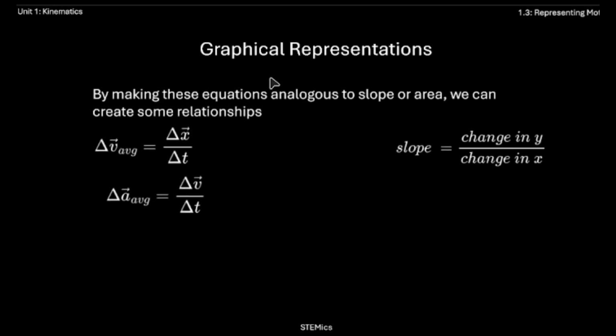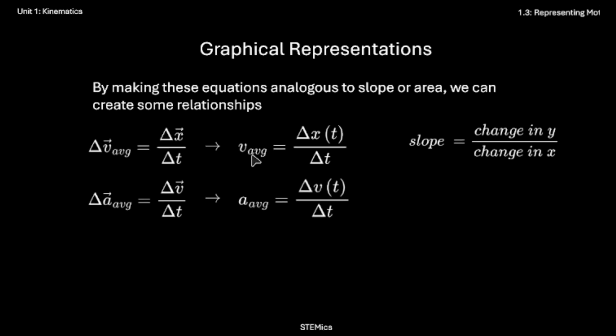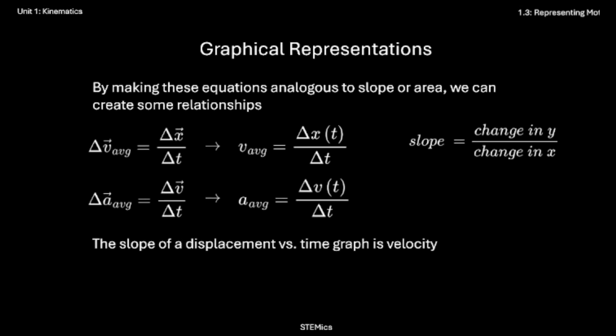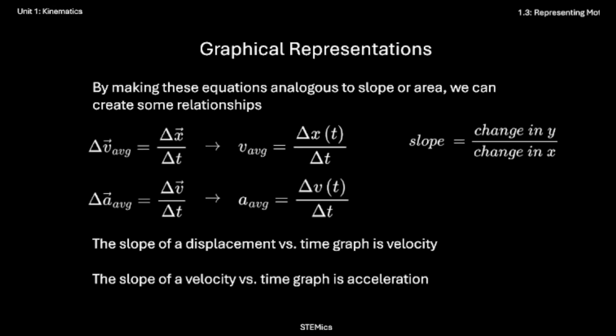So let's first discuss slope. Looking at the velocity equation, we can see that the average velocity equation can be set in terms of a graph where the y-axis is displacement and the x-axis is the time, right? So this is change of position as a function of time, and same with acceleration. For acceleration, we can create a relationship where velocity is a function of time, and you notice the relationship here. In this we can say that the slope of the displacement versus time graph is velocity, and that the slope of a velocity versus time graph is acceleration.